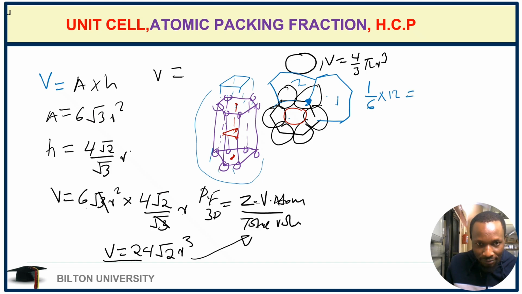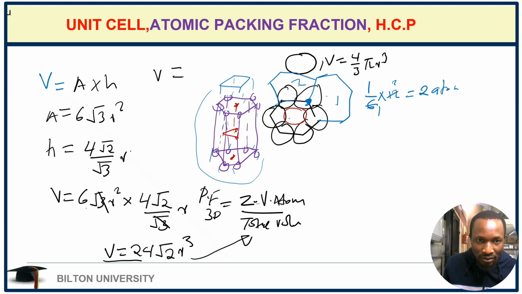So we have 1, 2, 3, 4, 5, 6, 7, 8, 9, 10, 11, 12. So we have 12, and this is going to make us have 6 times 1 over 6, which is 12 over 6, it goes 2. So we're going to have 2 atoms. Okay, now those are the contributions of the corner atoms. They contribute 2.